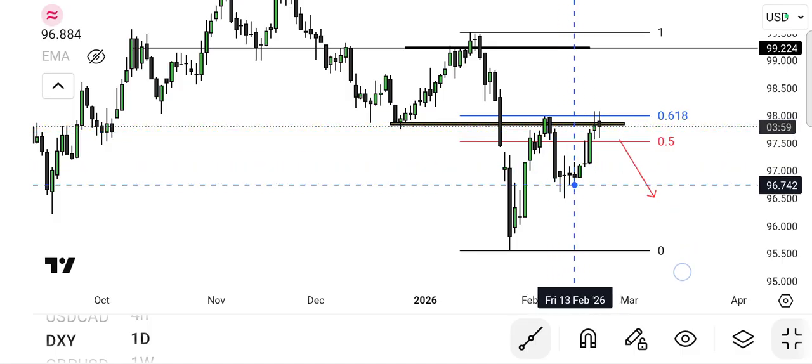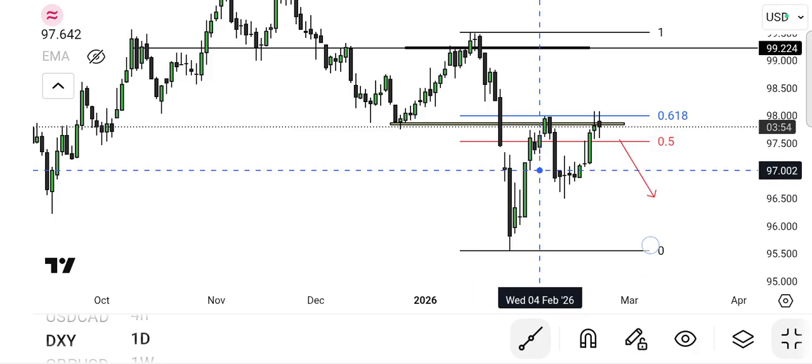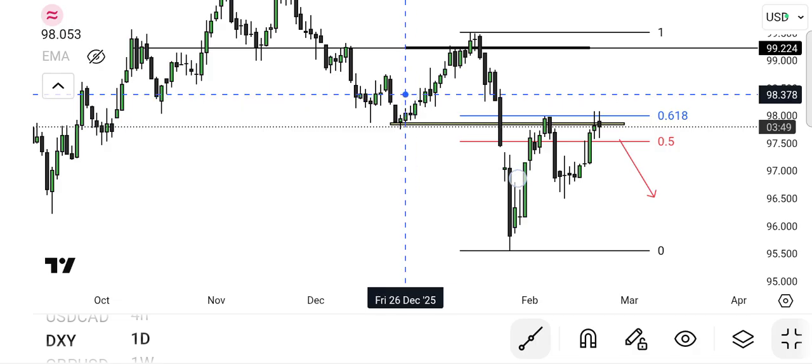Now what did you see? Market created this, because I know that this is a very nasty pullback. This is a very nasty pullback. I don't trade this type of pullback. I trade this type of pullback.